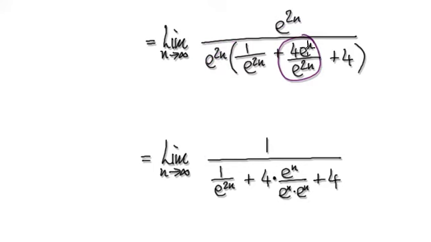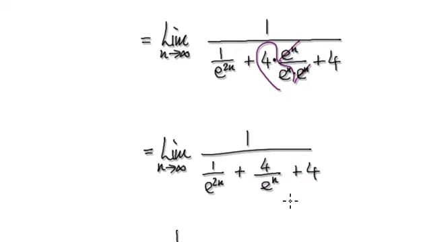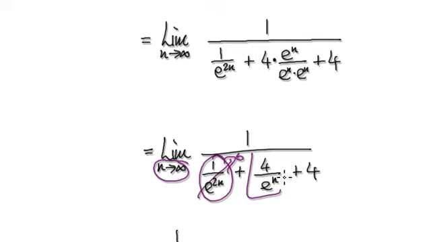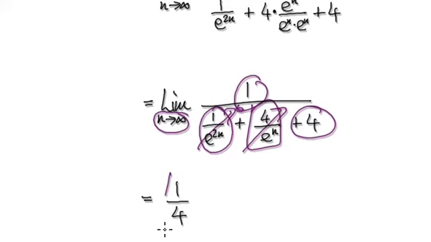And then for this bit here, visualize this as being a number 4 times e to the power of n, and then at the bottom here is really e to the n times e to the n. So here these two will cancel out, leaving you with 4 over e^n, and then this is just the same. And then now take the limit as n tends to infinity. As n tends to infinity, this is going to be 0, this is going to be 0, so you've got 1 over 4. So the limit is a quarter.